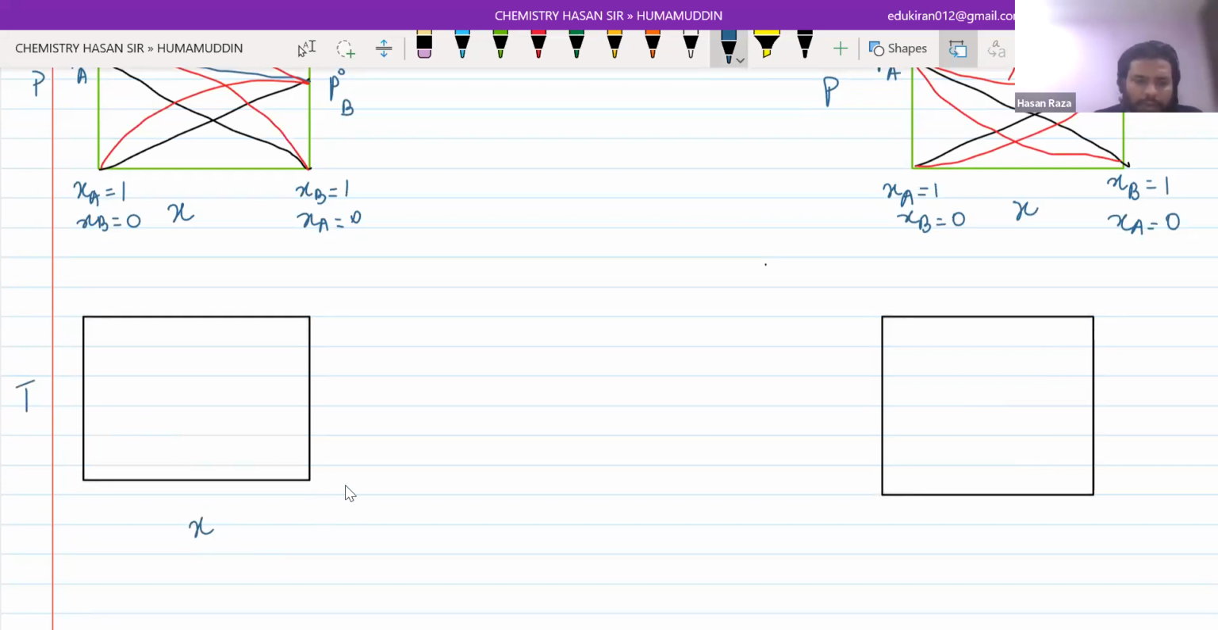Now see, this is a graph between temperature and mole fraction, and this is where x_A is equal to 1 and x_B is equal to 0. Again here, x_B is equal to 1 and x_A is equal to 0. Now see what will happen. A is pure here. And let's say the boiling point of A is lower than the boiling point of B.